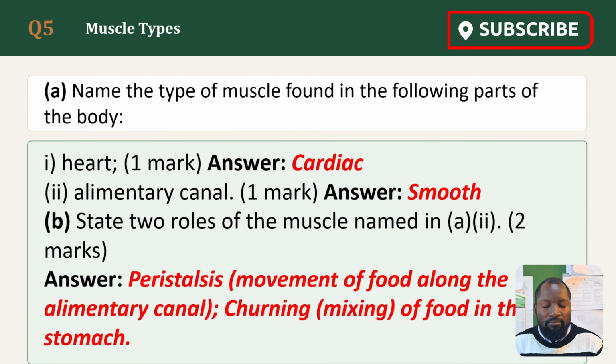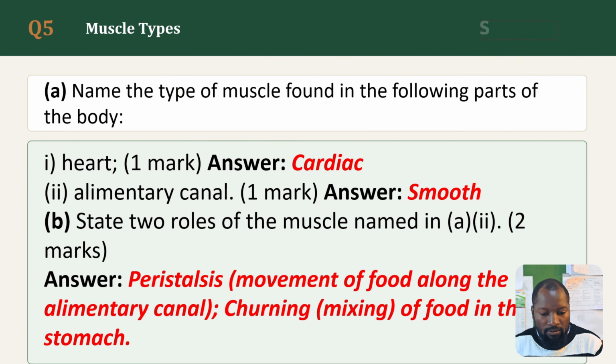Apart from that, we also have the same smooth muscles which are found around the stomach, and the major function of the smooth muscle around the stomach is for churning. Churning is turning the bolus that you have swallowed into a chyme. That's mixing of food in the stomach.